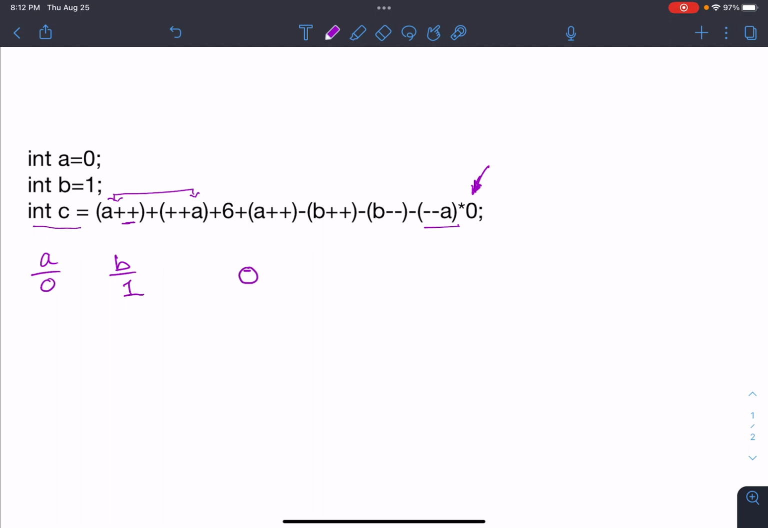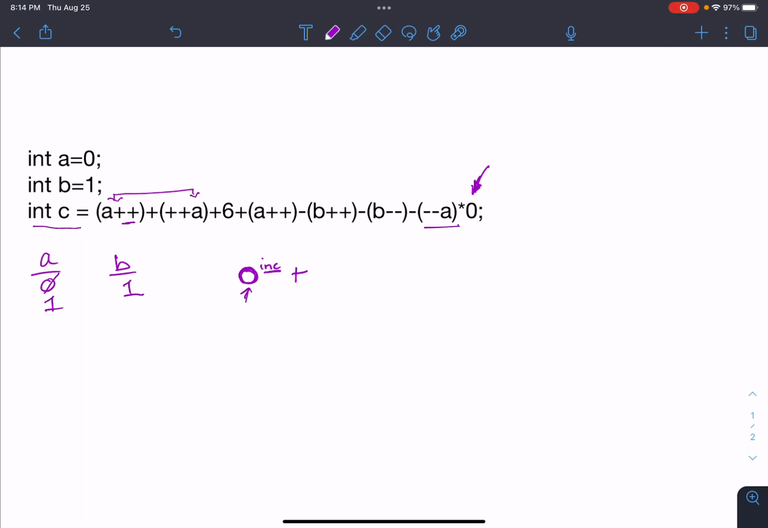Okay? But it's an increment. And so what happens is it keeps the 0, but it does the increment before it's going to go on. So this would change to 1, but this isn't 1 right here. This is 0. Does that make sense?